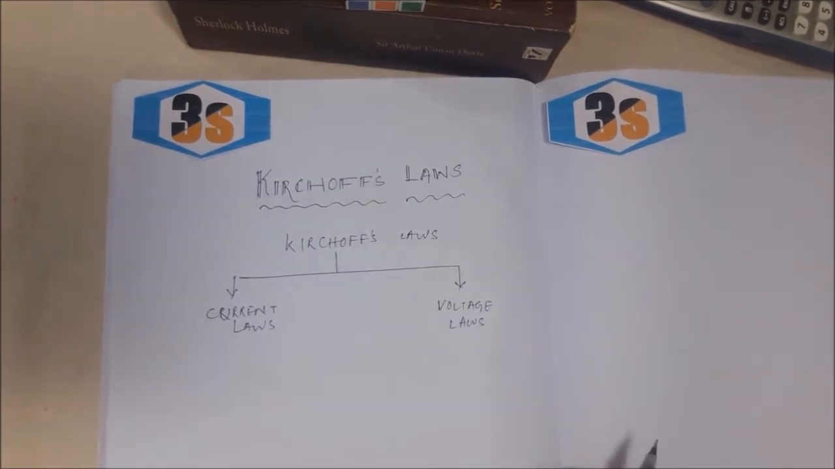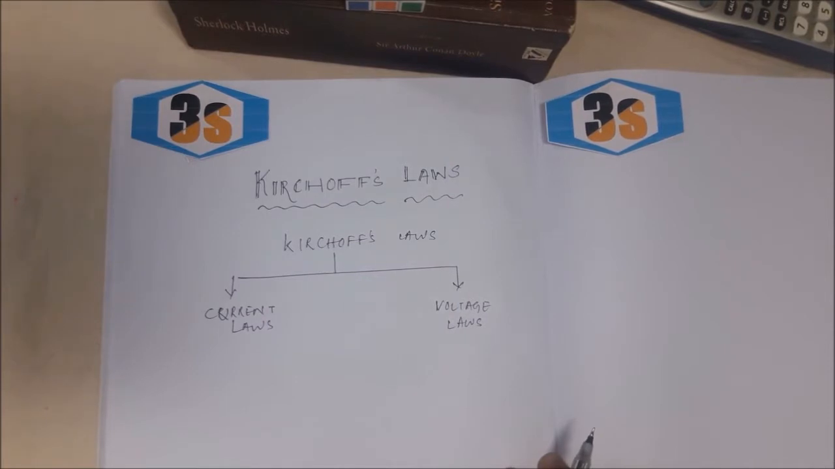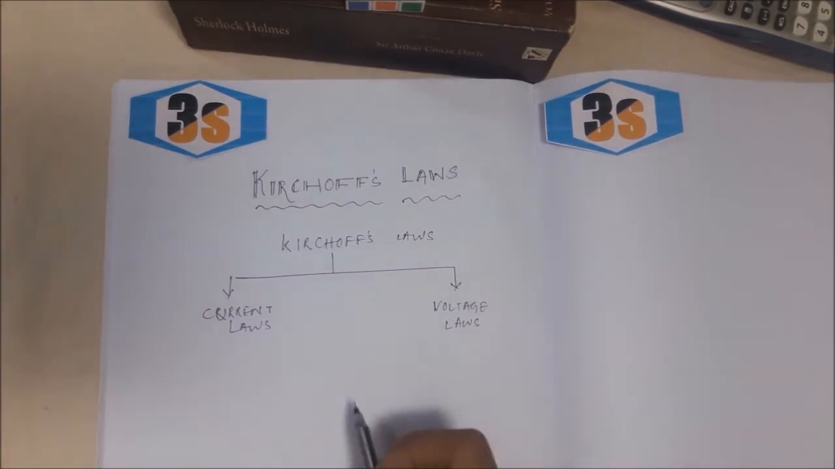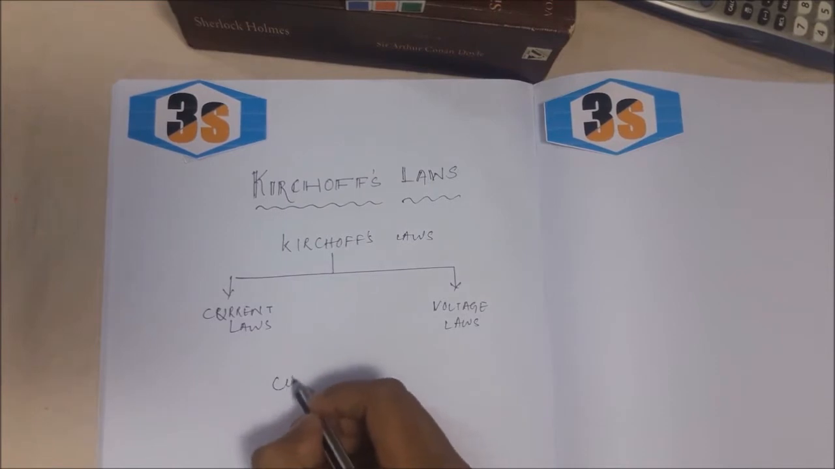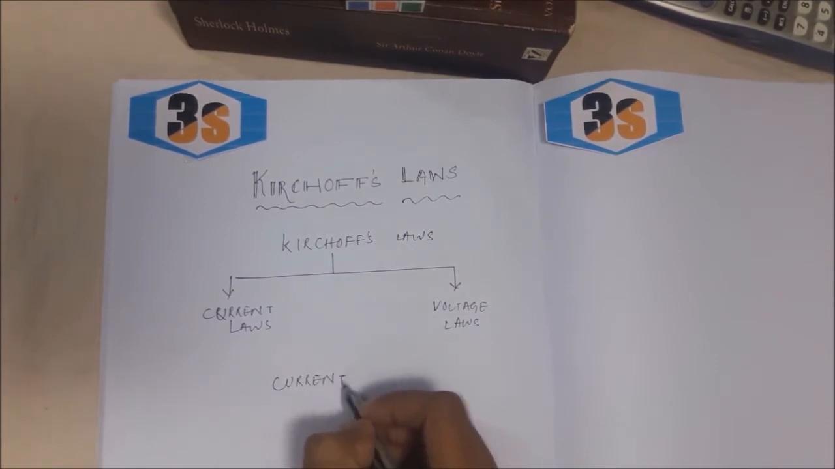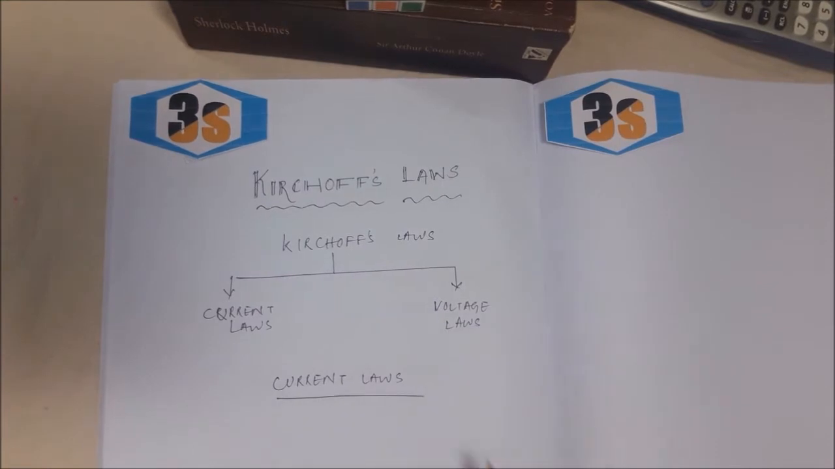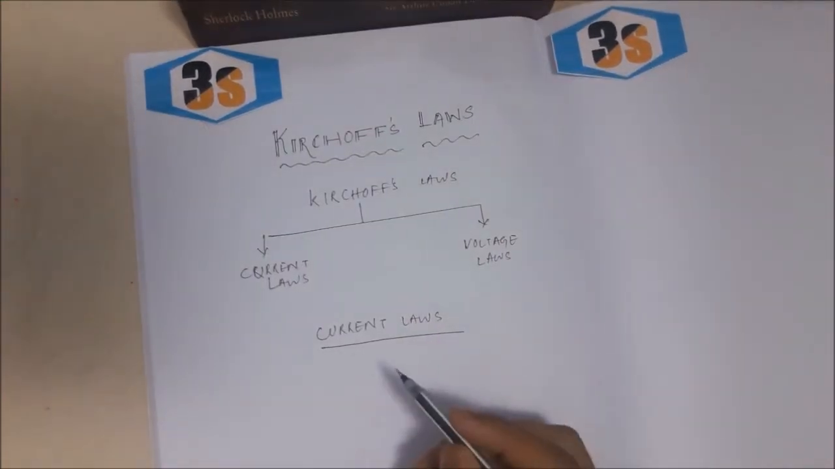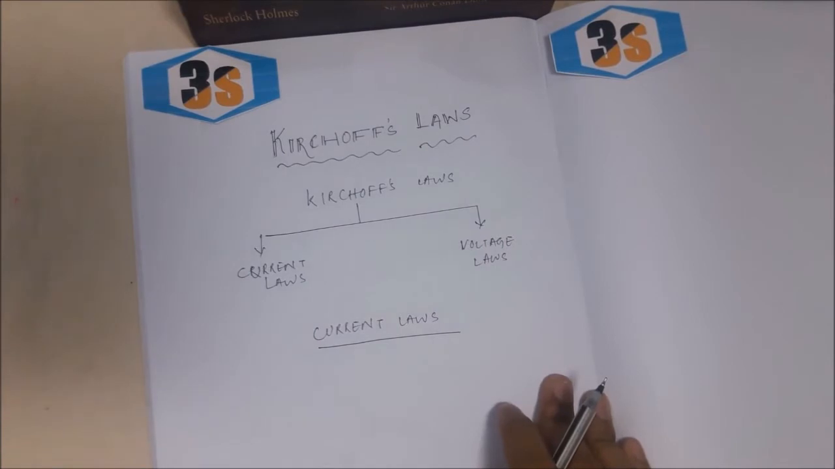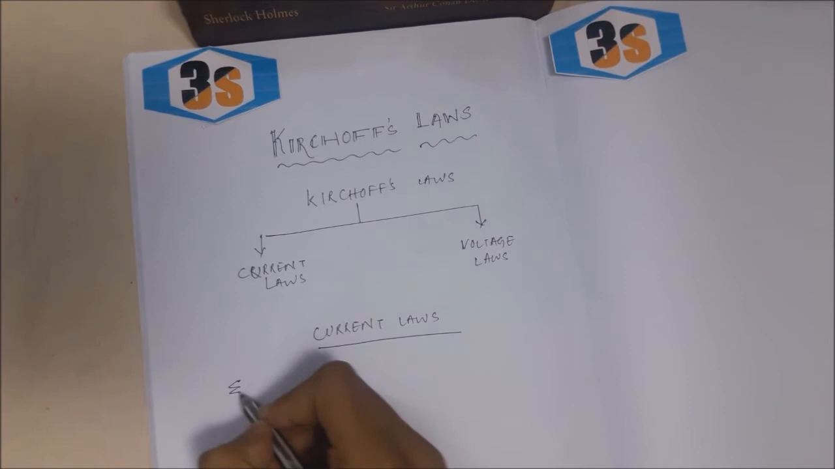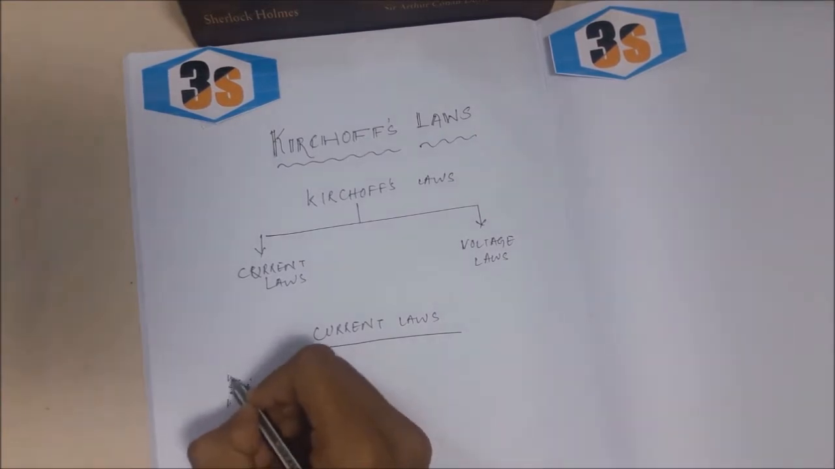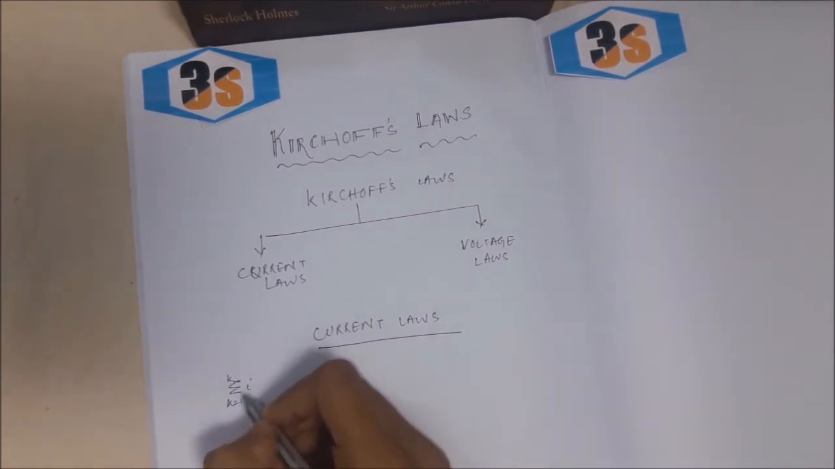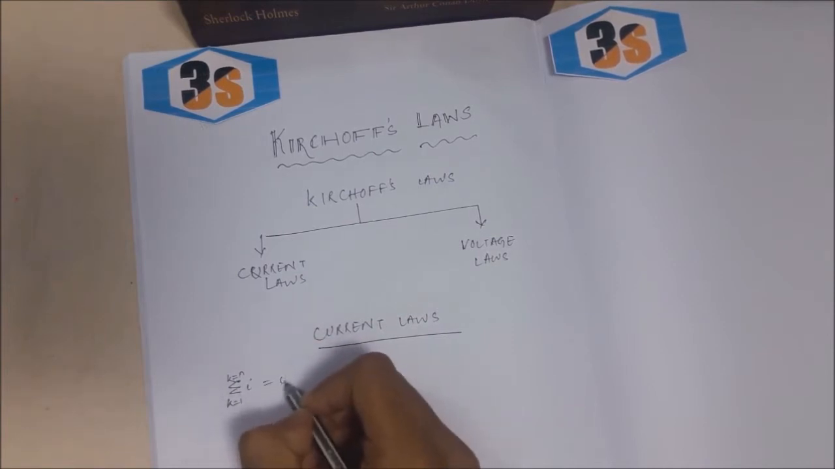The current laws basically deal with the junctions or the points of contact. Let us study the current laws first. The current law states that in any given junction, the total amount of current entering the circuit and the total amount of current exiting the circuit are equal, or we can say the summation of the current from k equals 1 to k equals n is equal to 0.